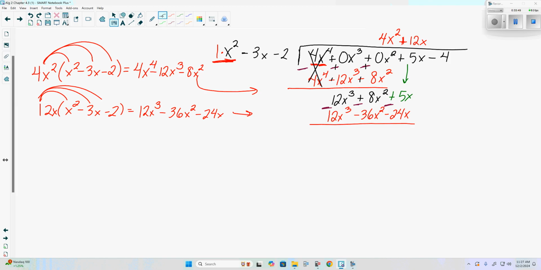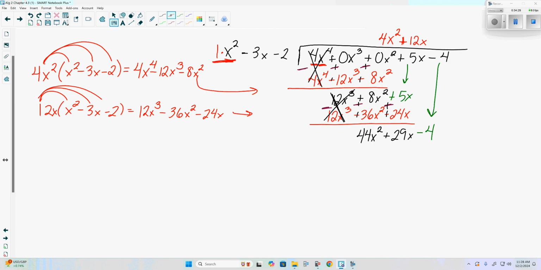And again, we're going to subtract. 12x cubed minus 12x cubed is 0. 8x squared minus negative 36x squared. Well, the negative negative would make a plus. 8 plus 36 is 44x squared. 5x minus negative 24x. Negative negative make a plus. Plus 29x. And lastly, we bring down the minus 4. Because we're minusing, yes.